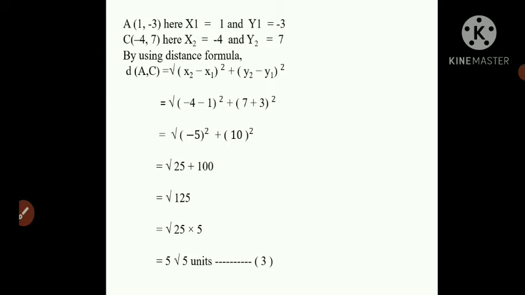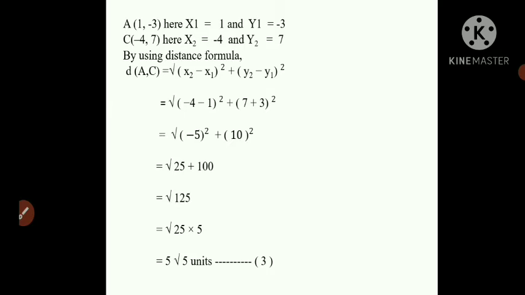So we split it into 25 into 5. 25 fives will be 125. 25 is a perfect square of 5. So for 25 I write 5 and root 5 remains the same. So I get the distance between AC is 5 root 5 units.